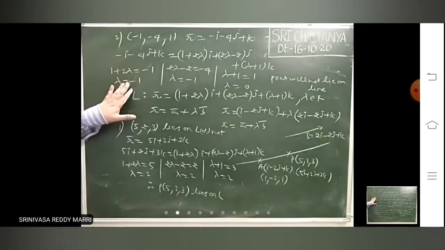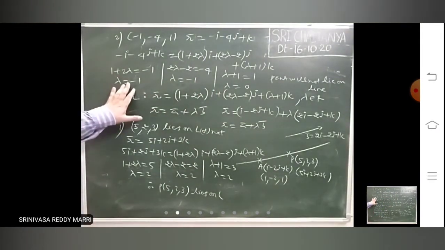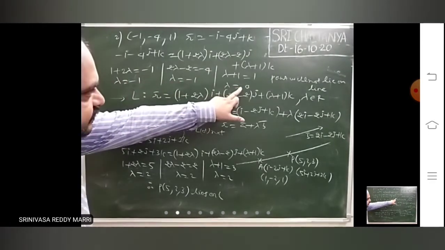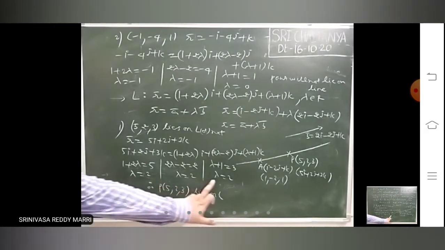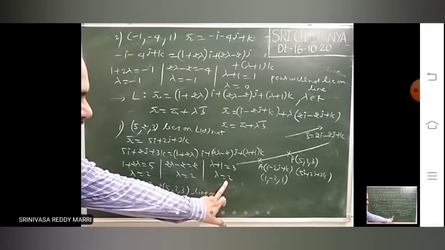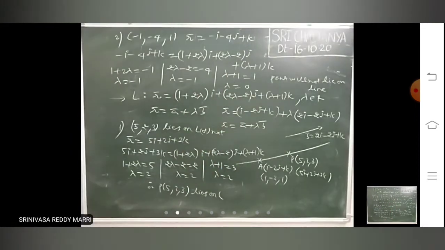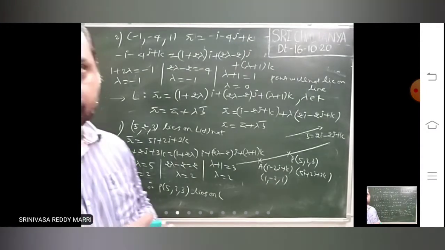If the point lies, you will get a unique value of lambda for all the 3. These 2 are the same, but this is different. That means the point does not lie on the line. Look here, a unique value of lambda you will get, but here different values of lambda you are getting. That means the point will not lie on the line.